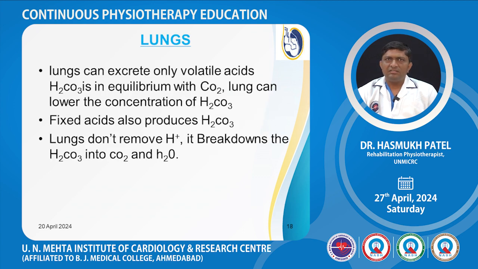Second one is the lungs. Lungs can excrete only volatile acid. HCO3 is in equilibrium with CO2. Lungs can lower the concentration of H2CO3. Fixed acid also produces H2CO3. Lungs don't remove H+ directly; they break down the H2CO3 into CO2 and H2O.